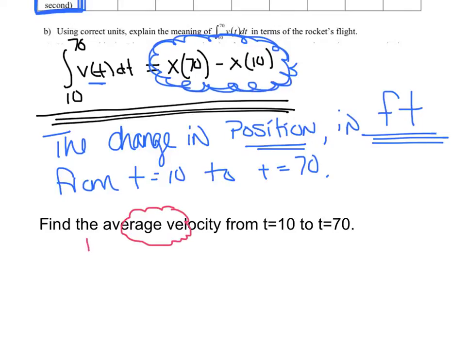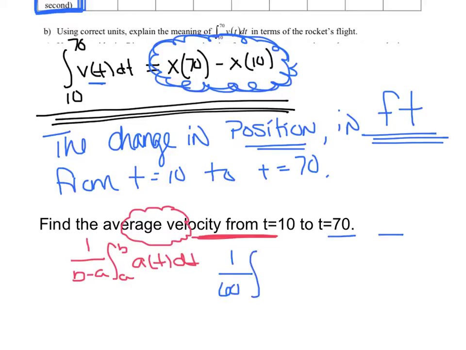So I'm going to say it's 1 over b minus a, the integral from a to b. And again, remember, you don't have to guess. Who do they want you to average? Read the next word. Average acceleration. Now we'll apply it to this formula. So I should get 1 over 70 minus 10, which is 60, times the integral from 10 to 70 of a of t dt.